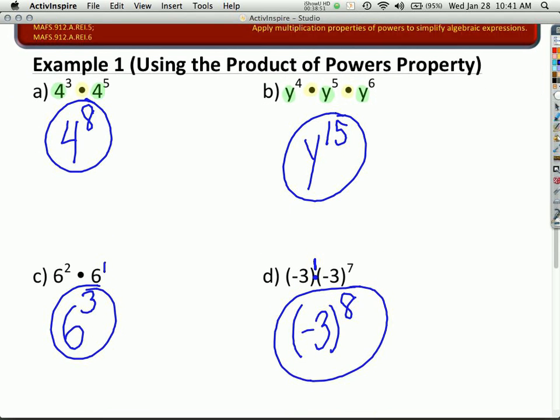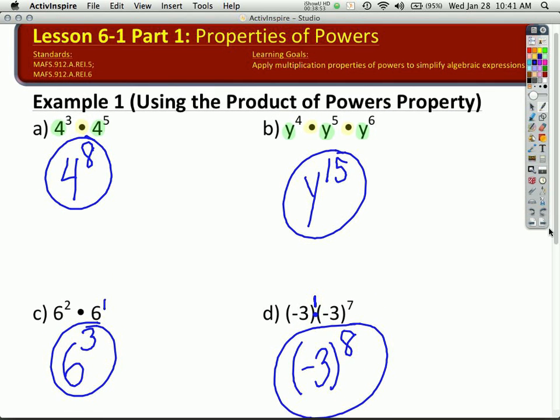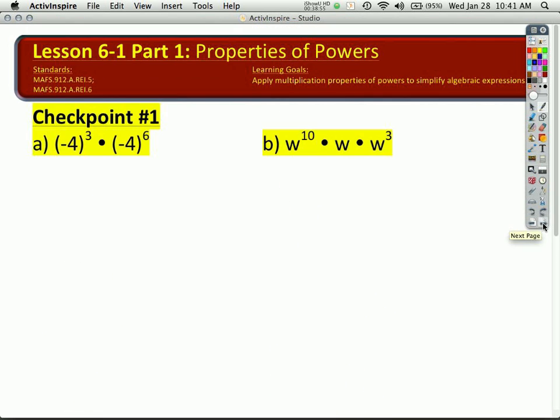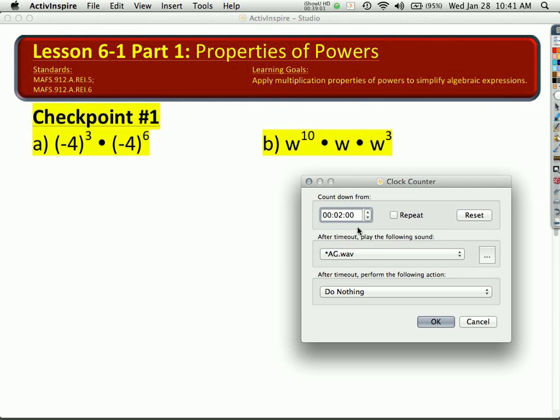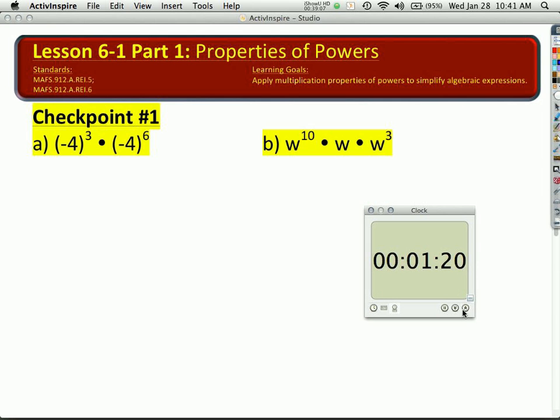Does anyone have any other comments or questions? Good, so let's see how you do on your own with the first property. You got 2 questions. You got a minute and a half on the clock. 45 seconds per.